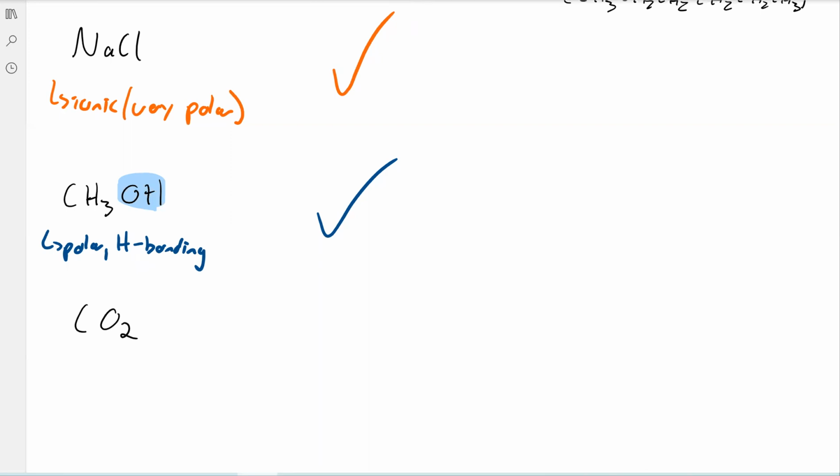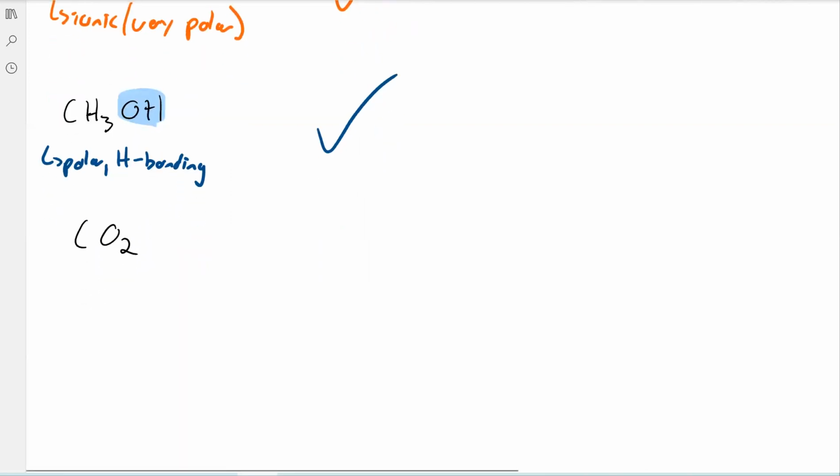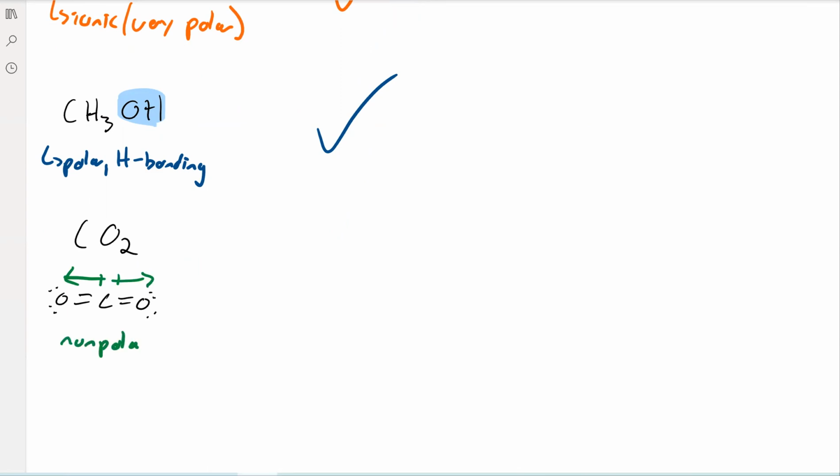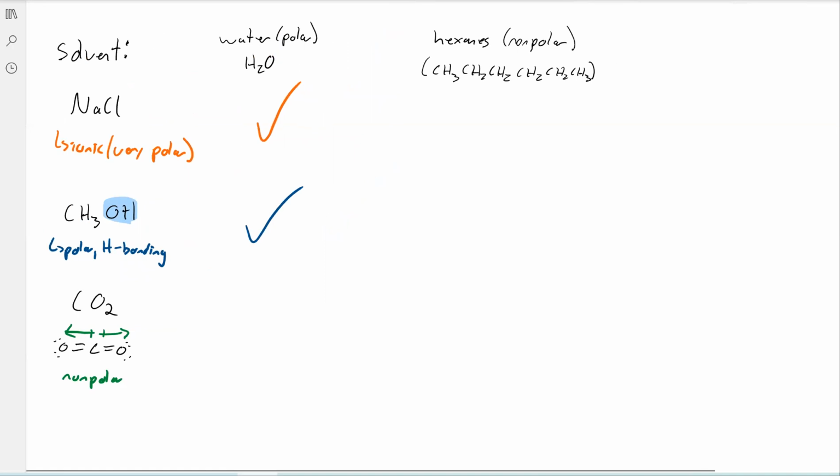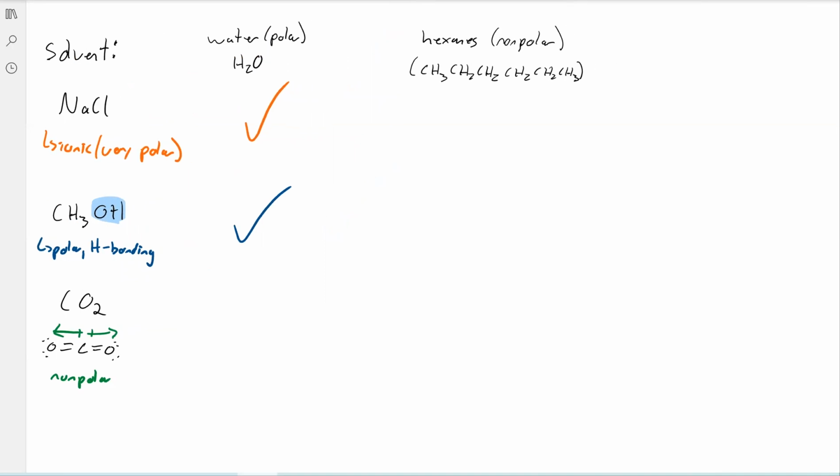Then finally, we think about carbon dioxide. For carbon dioxide, we have to actually think about the structure of the compound. As we previously discussed, carbon dioxide has polar bonds. However, they cancel one another out and it becomes a nonpolar molecule. And so if we think about which one it's going to dissolve in, it's going to prefer to dissolve in the nonpolar hexanes. That doesn't mean that you can't get any in the water, just not as much as you could into the hexanes.